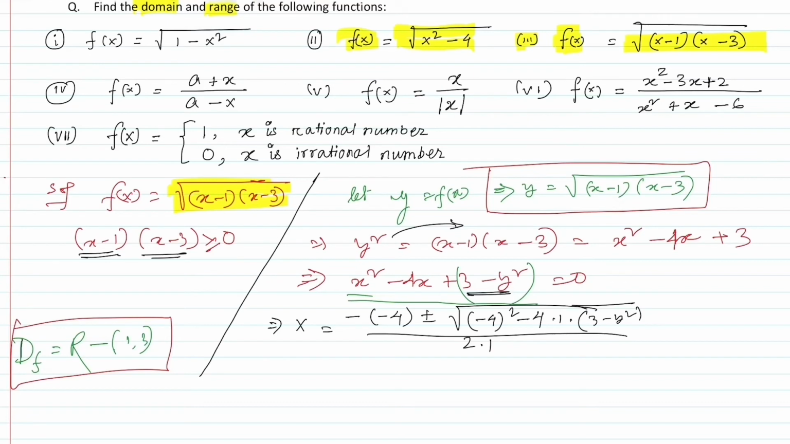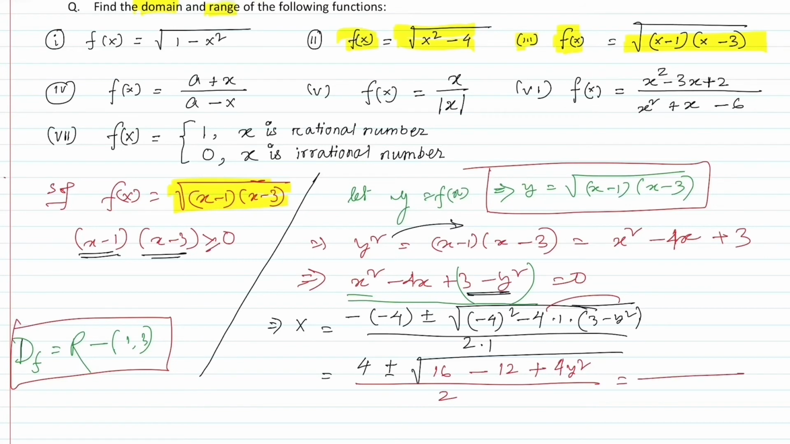Let me simplify this. That is equal to 4 plus minus root over 16 minus 4 times 3, which is 12, plus 4 times y square, so 4y square, divided by 2. So here we get 4 plus minus root over 4 plus 4y square, divided by 2.